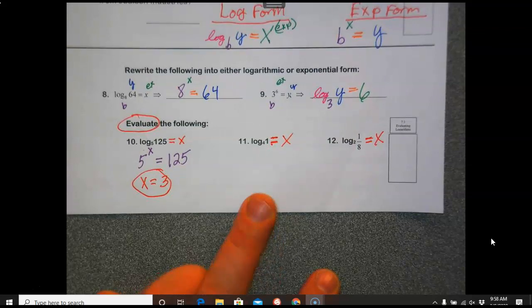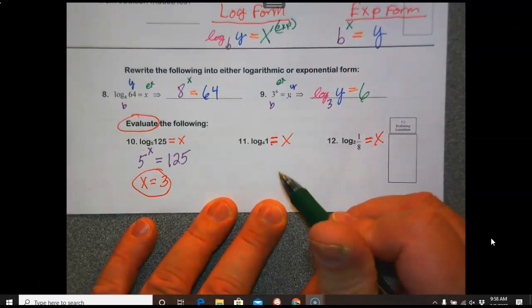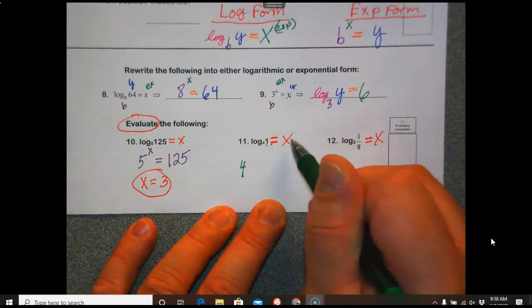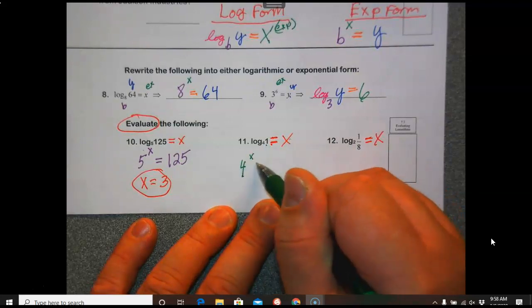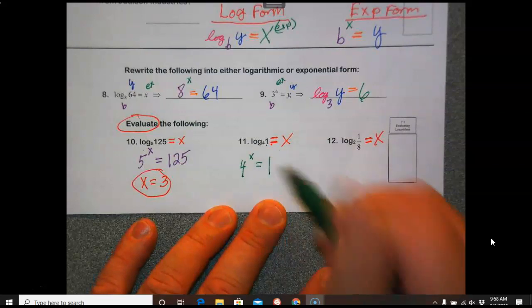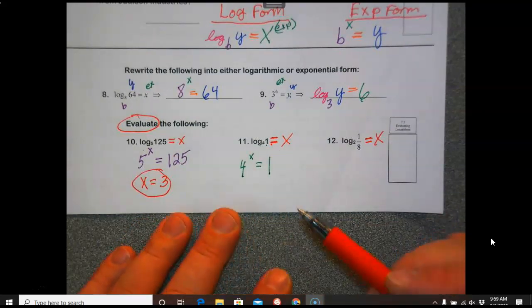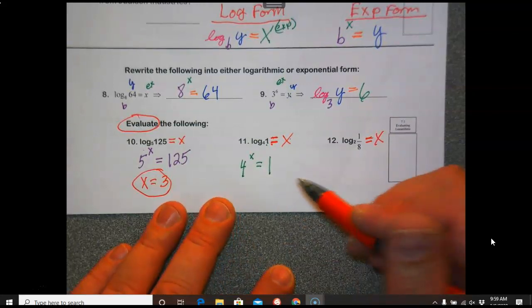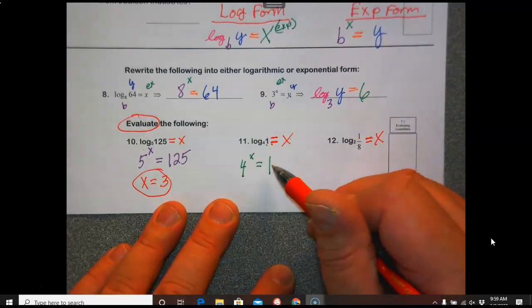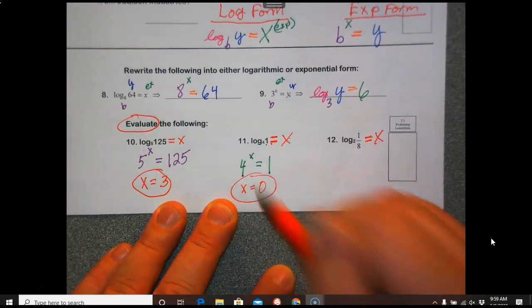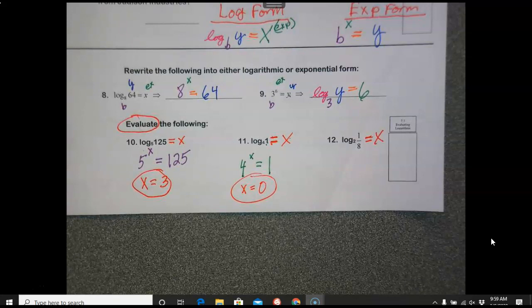But there's an exponential form. Exponential form by basis 4 to the exponent x, that equals my y, which is 1. What does x have to be? What makes any number in exponential form the number 1? Has to be 0. Anything raised to the 0 is 1.